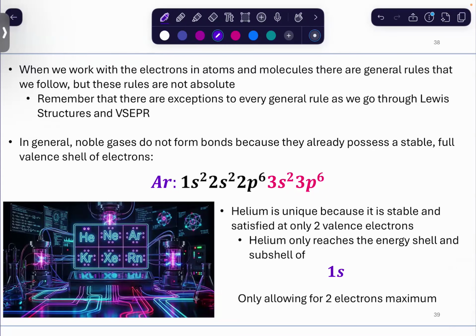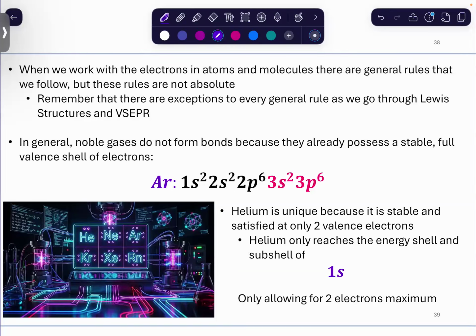So what you're going to be seeing is we're going to be using general rules as we go through and work with Lewis structures, but these rules are not absolute. There's always exceptions to the rules. And so we're going to be dealing with Lewis structures in VSEPR. So VSEPR is valence shell electron pair repulsion. And what that's going to do is create molecular geometries where your groups of electrons are going to want to get as far away from each other as possible.